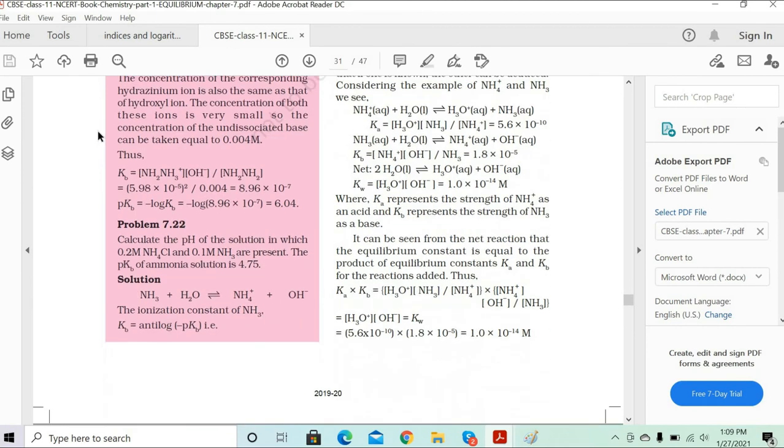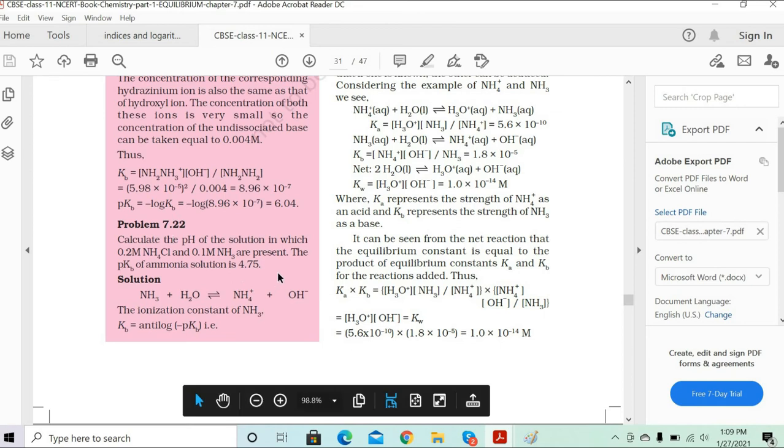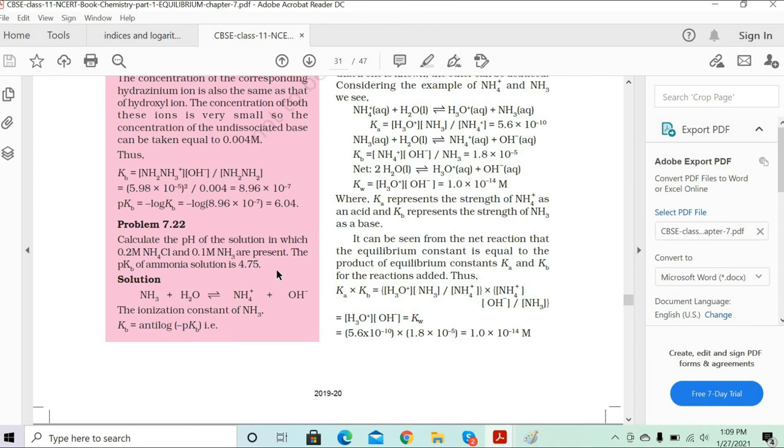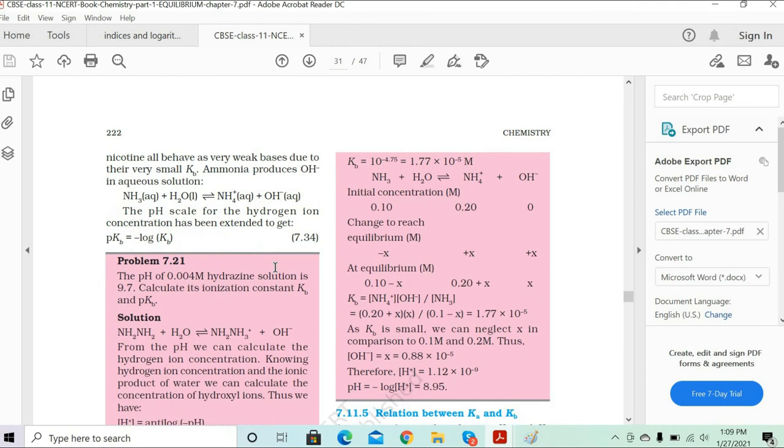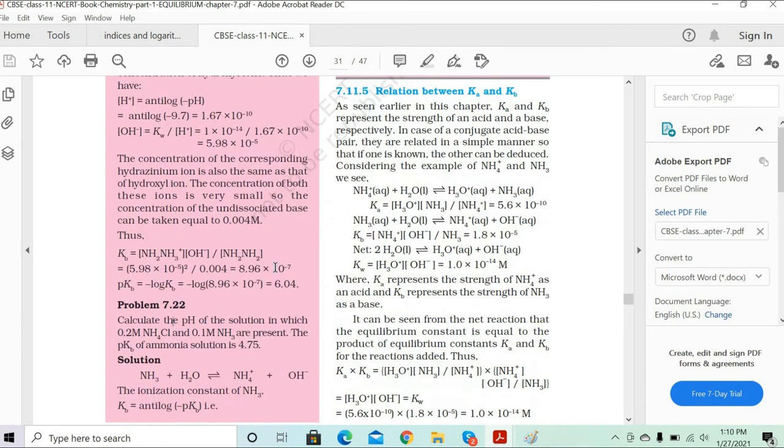Understood? Yes, that's clear. Okay, let's go to problem 7.22 now. Calculate the pH of the solution in which 0.2 molar ammonium chloride and 0.1 molar ammonia are present, and the pKb of ammonia solution is 4.75. Good. Now this is an interesting solution. Two things they have given, one salt and one ammonia. So now again you need to compare. Which will be the primary reactant? Yes, sir.